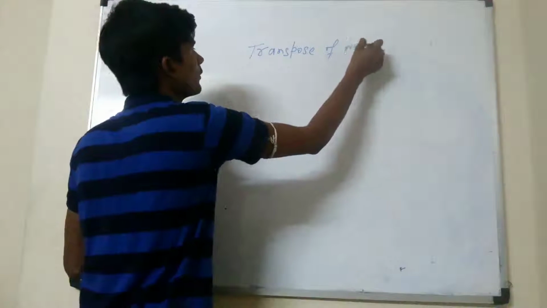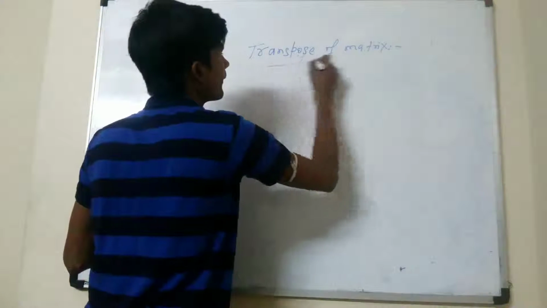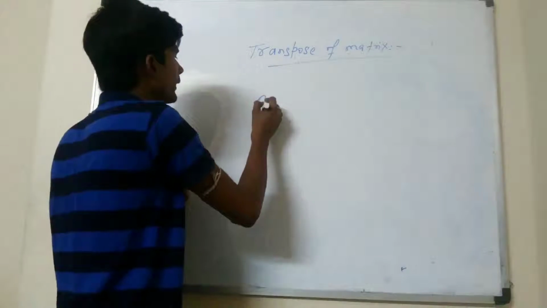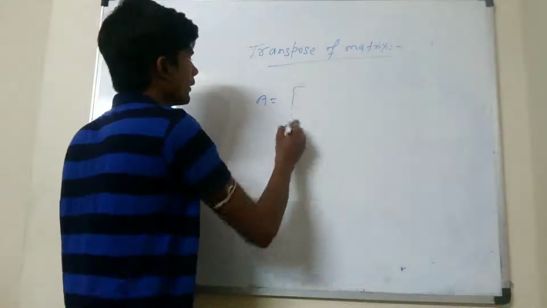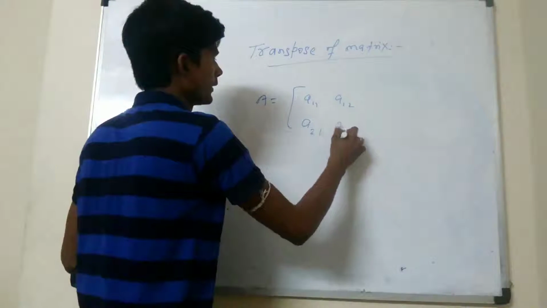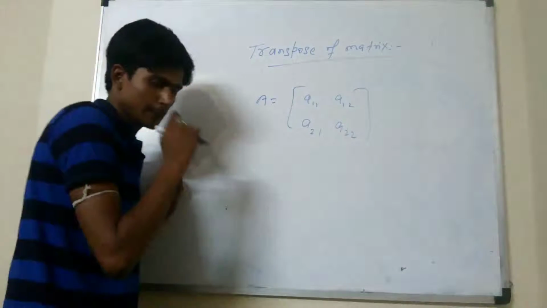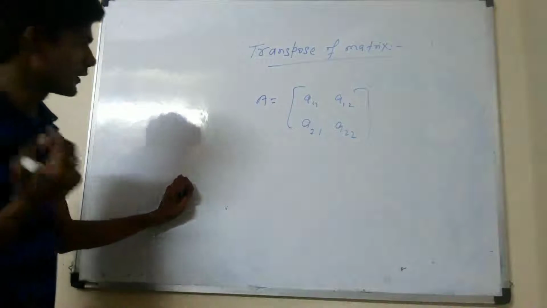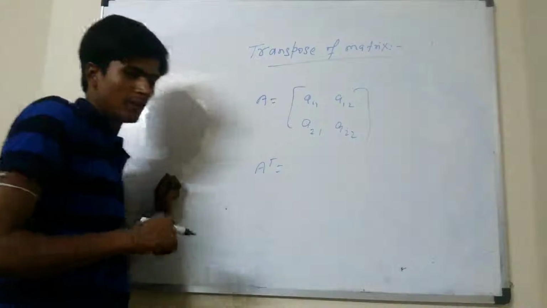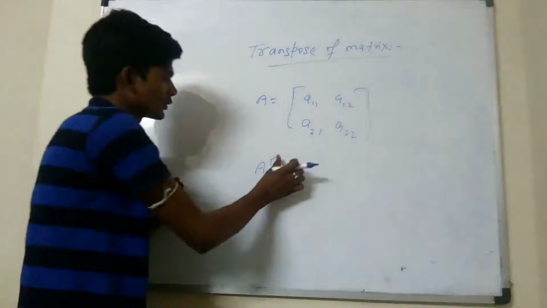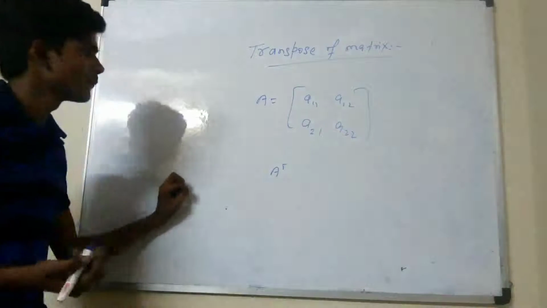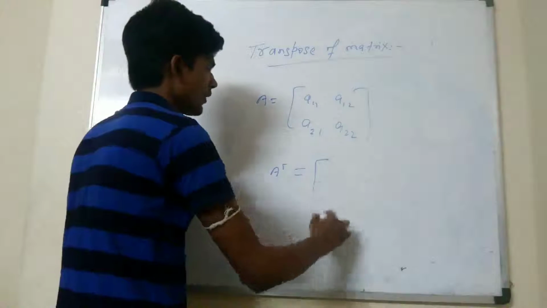Transpose of a matrix. How to find the transpose of any matrix? Suppose A equals a11, a12, a21, a22. This is matrix A. If anybody asks what is the matrix of A transpose? A transpose is represented as A^T. So what is A transpose?